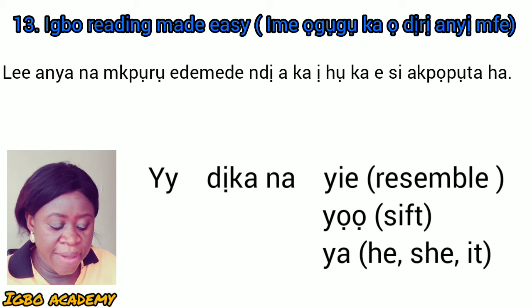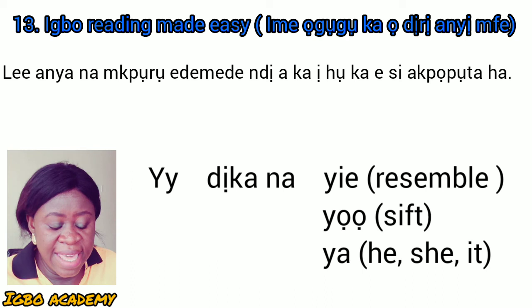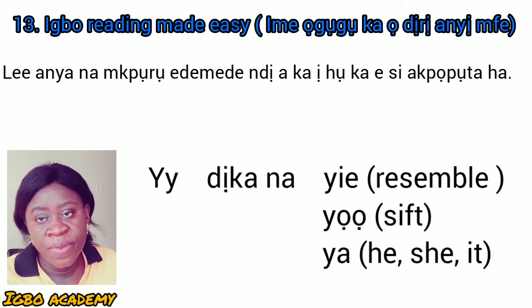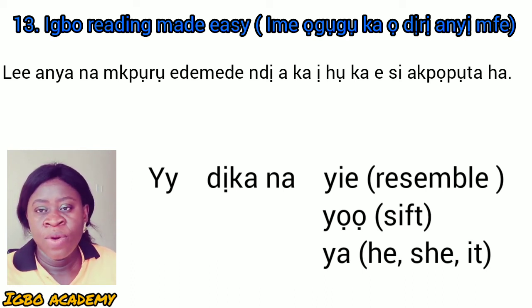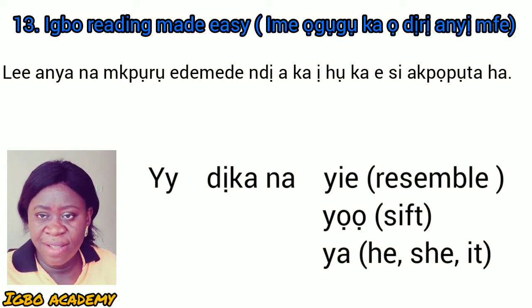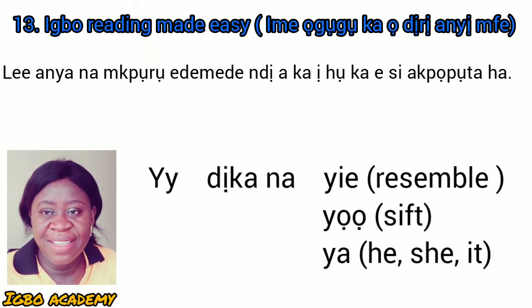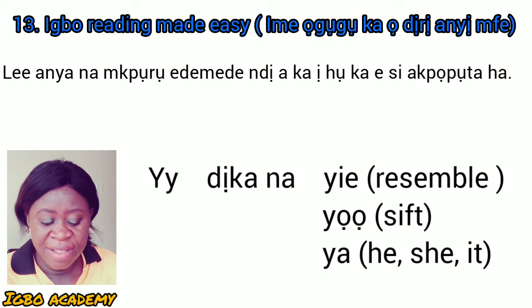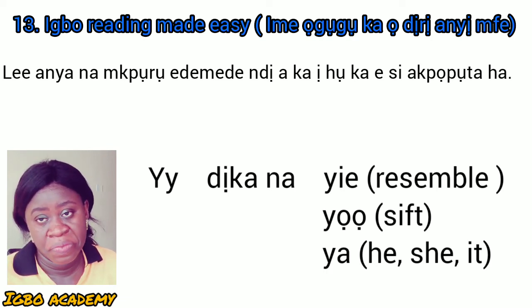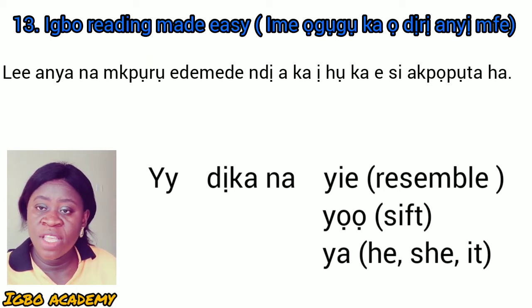Then we go back to Y. Y, dịka na ye, resemble. Ye, resemble. When someone comes here and says, hey, what a killer, ihe kwa nne gi, means you resemble your mother, or yes, ihe kwa nne gi. Or when they come to a newborn, hey, this child resembles his father. So ye means resemble.